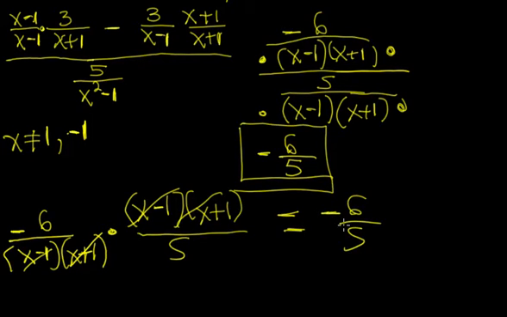Now that's a pattern that happens enough that you can save yourself a step if you see it. If you don't see it, keep doing the steps. Turn the division into a multiplication.